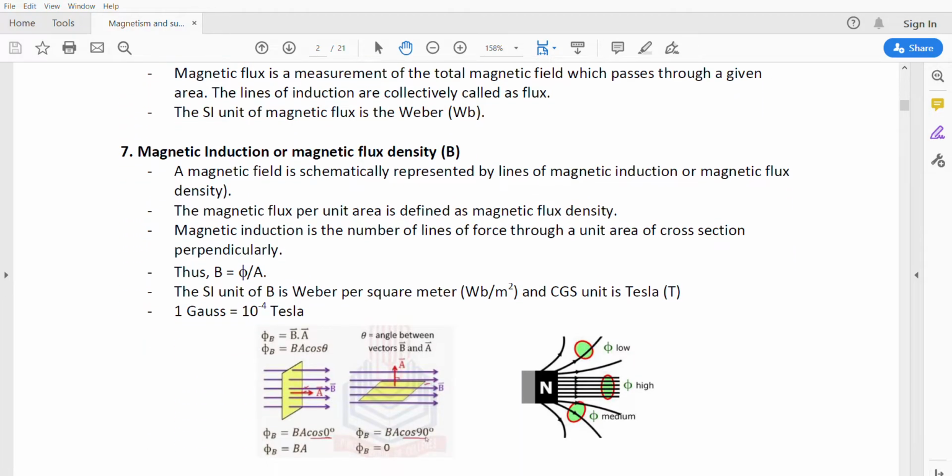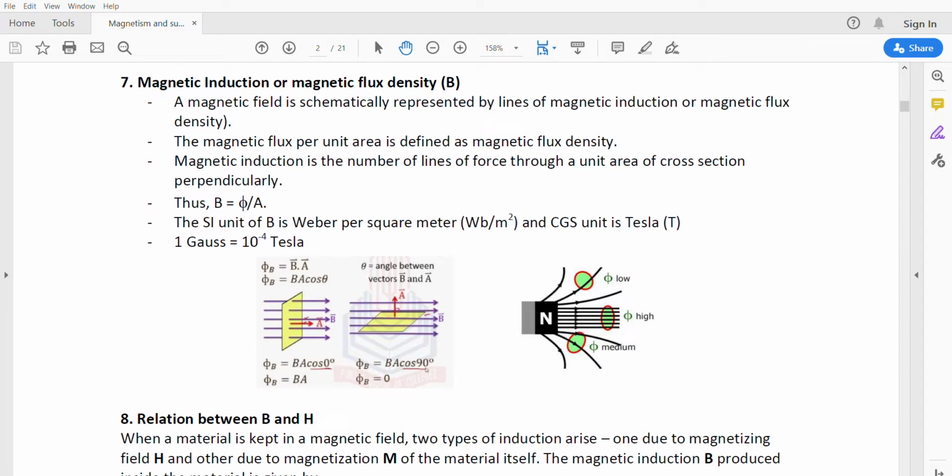Magnetic induction or magnetic flux density. So this is important. The magnetic field is imagined to be a group of imaginary lines of force, which is said to be the magnetic flux. The magnetic flux per unit area is defined as magnetic flux density, B. We can understand from this diagram how many lines of force are passing through the unit area perpendicular to that area. You can see that the red color arrow mark represents the area and the blue color arrow marks represent the lines of force. How many lines of force are passing through the particular unit area represents the density of the magnetic flux, or it is also said to be the magnetic induction.